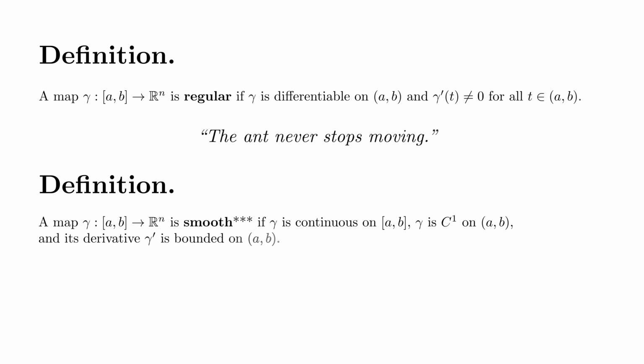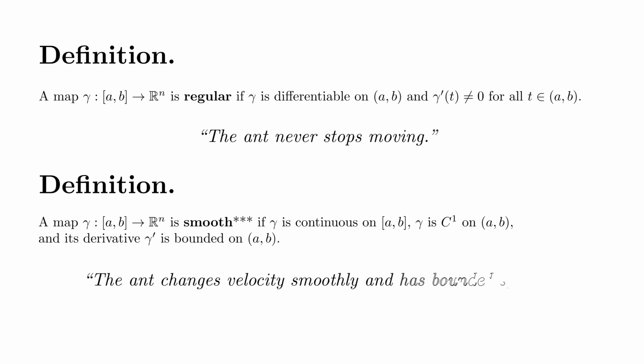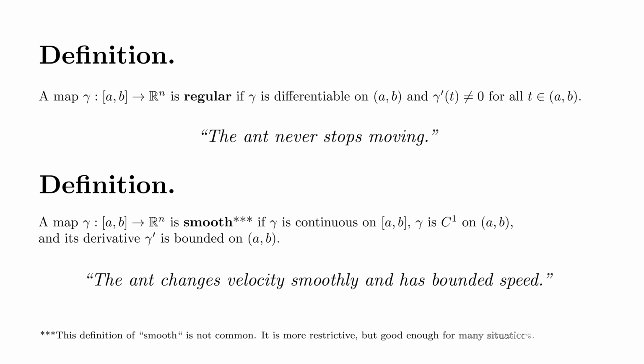Second, a map gamma from the interval AB to Rn is smooth if gamma is continuous on the closed interval AB, gamma is continuously differentiable, or C1, on the open interval AB, and its derivative is bounded on this open interval. Physically, this says the ant changes velocity smoothly and has bounded speed. Just as a small caveat, this definition of smooth is not common due to the bounded derivative requirement. It is a bit more restrictive, but good enough for many situations.